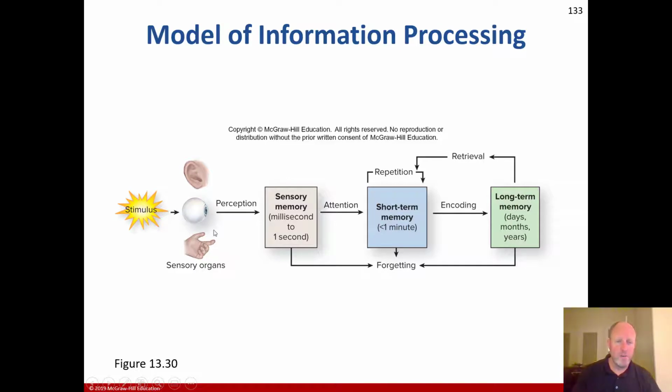So we have our stimulus from our sensory organs, getting the perception, sensory memory, a millisecond to 1 second, then it's our attention. We get short-term memory, and we start forgetting here. If you don't get the repetition, and you're trying to get retrieval, it goes to long-term memory with encoding for days, months, and years if you keep repeating it.